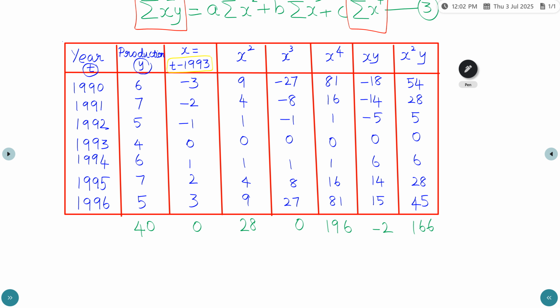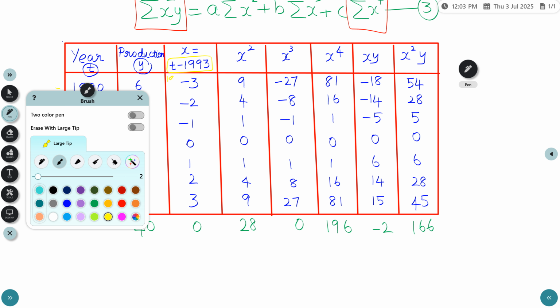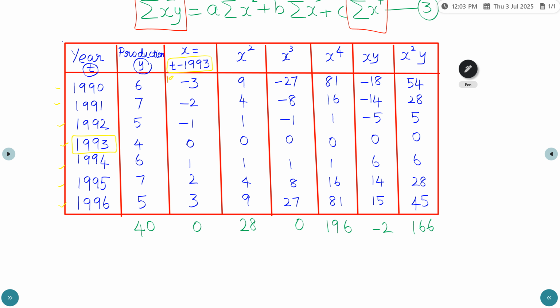And then x, the formula is t minus 1993. 1993 because there are 7 values, so the mid value is 1993. We should assume the mid value x equal to t minus 1993. That means the t value 1990 minus 1993, so the answer is minus 3. Similarly, minus 2, minus 1, 0, 1, 2, 3.